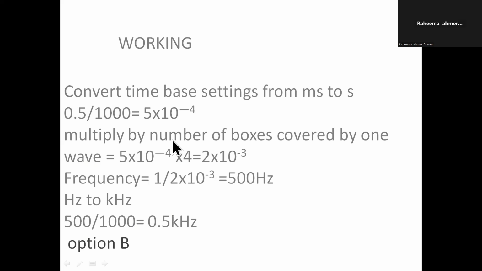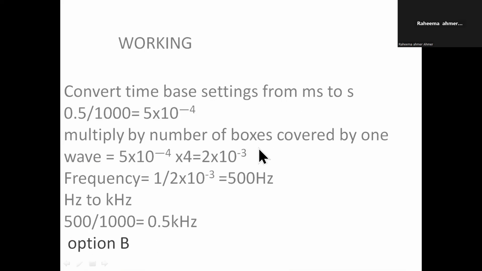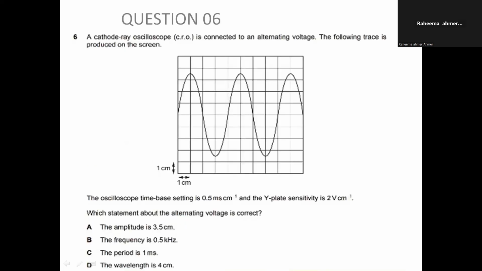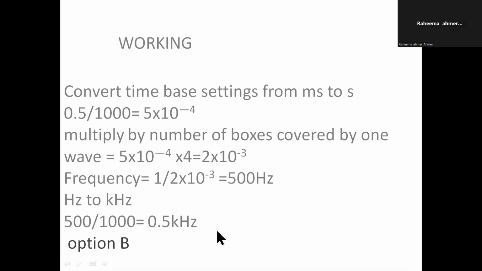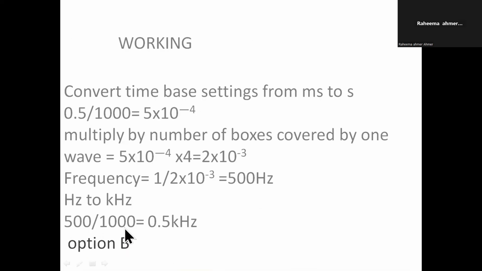So how would you find a time period? You simply multiply the time-base setting by the number of blocks covered by one wave. So your time period is 2 into 10 power minus 3 seconds. Now, as you can see, your option is given in milliseconds, so it's very easy. You multiply by 1000 and you get 2. And in the option, it says that the time period is 1 millisecond. No, it's wrong. It's 2. So option C is also wrong. Now it's very clear that option B is the correct answer, but let's do the solution.